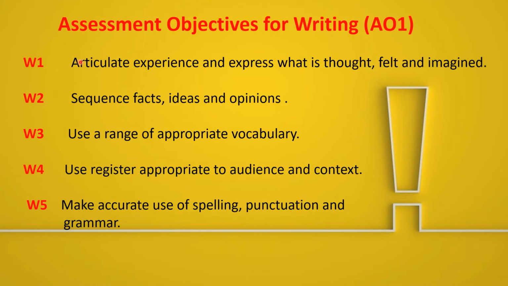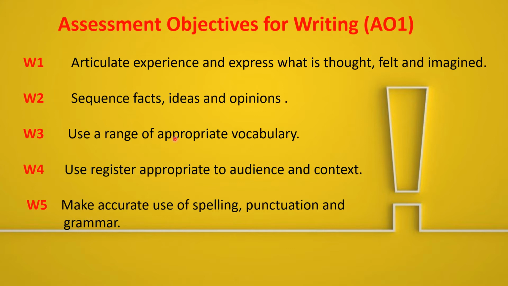Now, I would like to talk about the assessment objectives for writing, and they are called W1, W2, W3, W4 and W5. What are the objectives that are seen in candidates' writing? The first objective is to articulate experience and express what is thought, felt and imagined. Whatever you have planned for this part of the writing, you can express it very well. You can sequence the facts, ideas and opinions. Things are not jumbled up. They are appropriately placed one after the other in a very set and fine order.